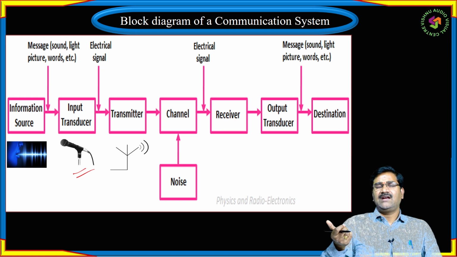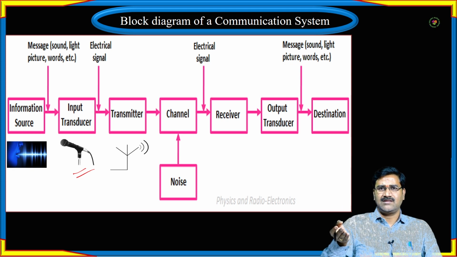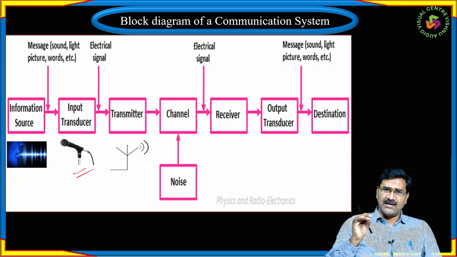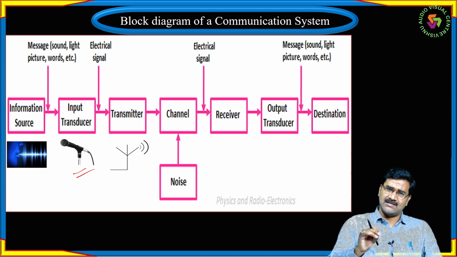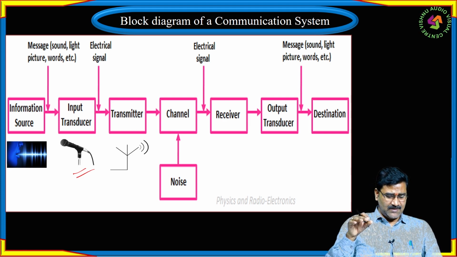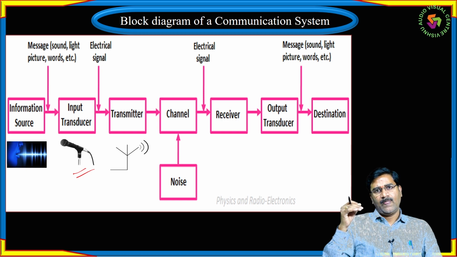The transmitter will accept the electrical signal and convert it into an electromagnetic signal by making use of an antenna. Of course, an antenna is again a device which will convert an electrical signal into an electromagnetic signal. We can call this another type of transducer.